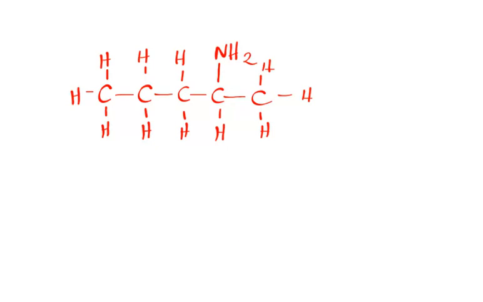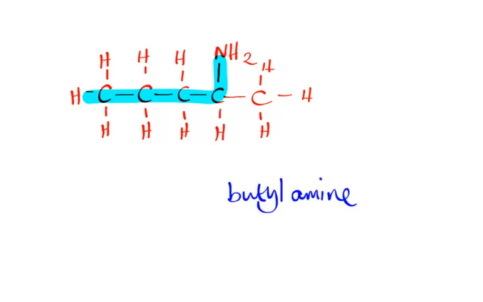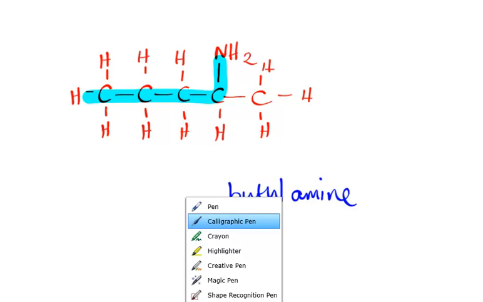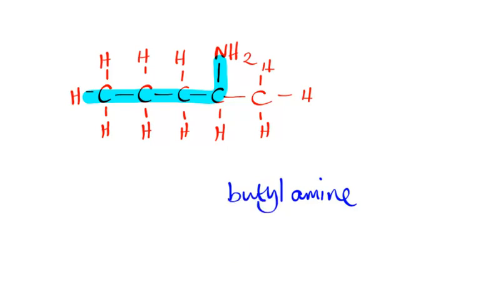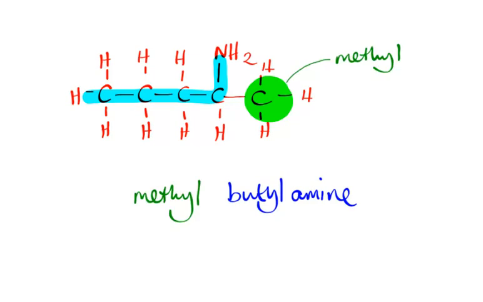Right, so the longest carbon chain to which the nitrogen is attached is 4, which means we're talking about butylamine. But of course it's not just butylamine, because in addition to butylamine we have a methyl group to consider, and we need to say where the methyl group is. So the methyl group we can see is on the first carbon of the butyl chain, so this would be 1-methyl butylamine.